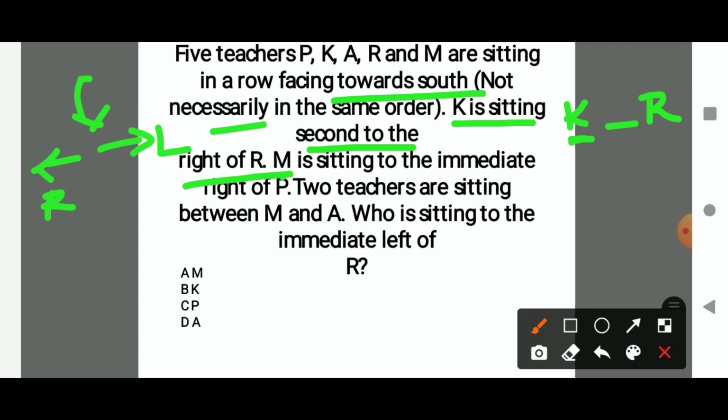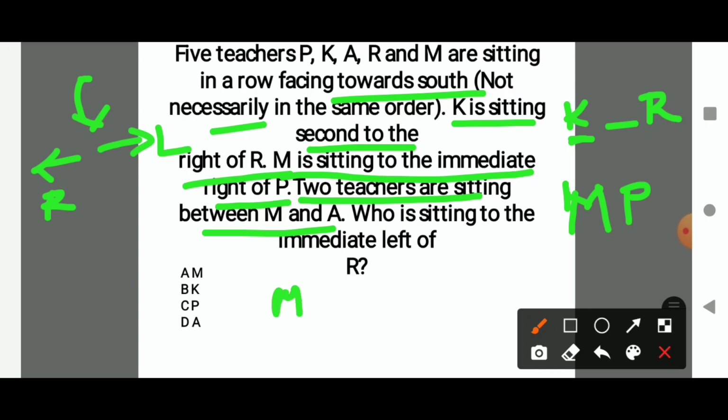And the next one is M is sitting immediate right of P. If P is here, right side is this side, so M is here. And 2 teachers are sitting between M and A. There are 2 possible ways, M and A. If M is here, A is here. And another way is M, P, A. This is also a possibility. These 2 are possible ways. Let us fit for this.